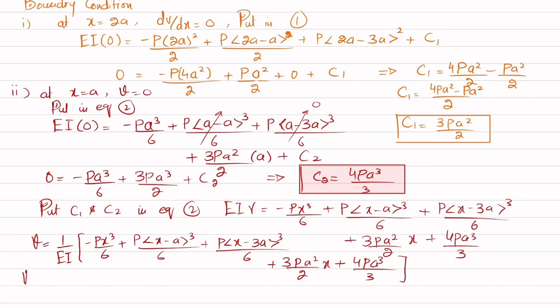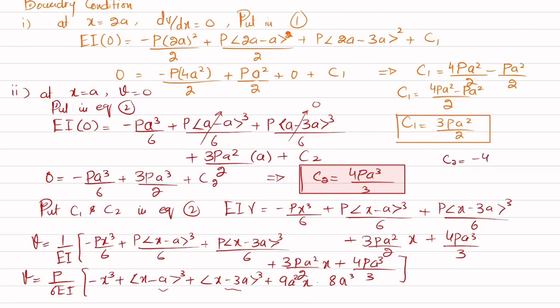And if you take P over 6EI as common, you will get minus x cubed plus (x minus a) cubed plus (x minus 3a) cubed plus 9a squared x minus 8a cubed.